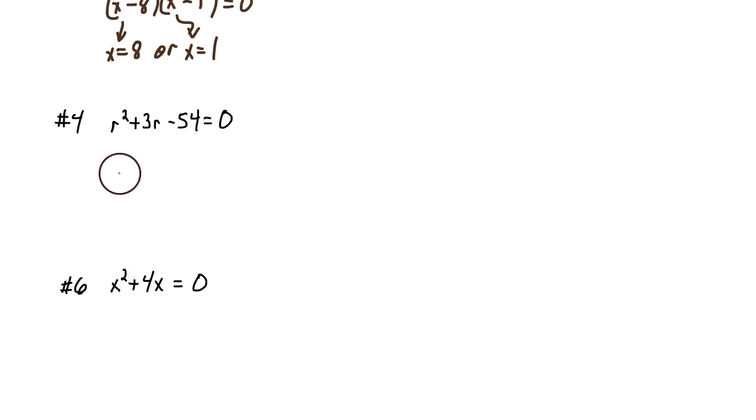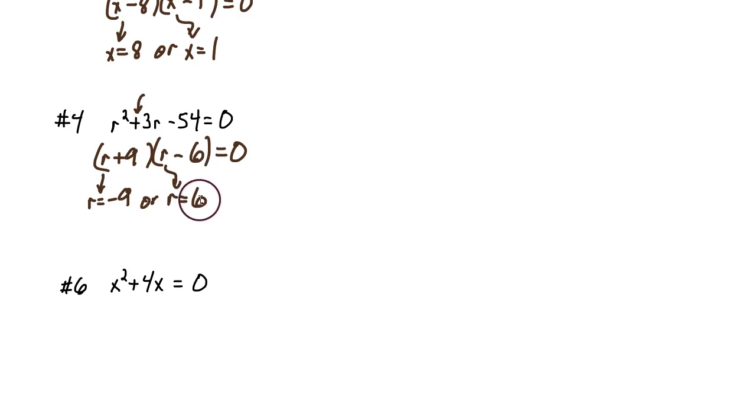Number 4, let's factor this one. R times r is the r squared, and we need two numbers that multiply to negative 54. So one of them's positive and one of them's negative. We want the difference of the numbers to be a 3. How about going with 9 times 6? That makes 54, and the difference between 9 and 6 is 3. So positive 9 times negative 6. Now solve for r. This one here would be r equals negative 9. And this one here would be r equals positive 6.